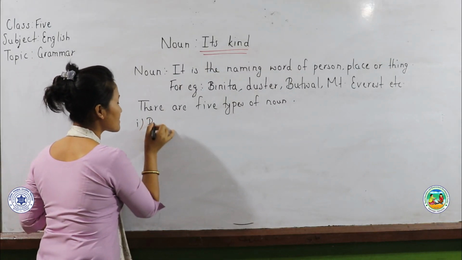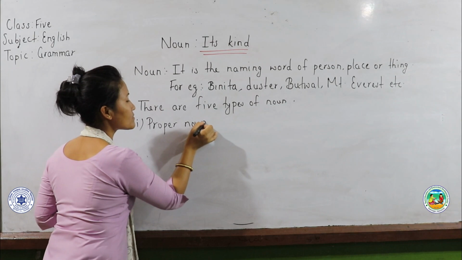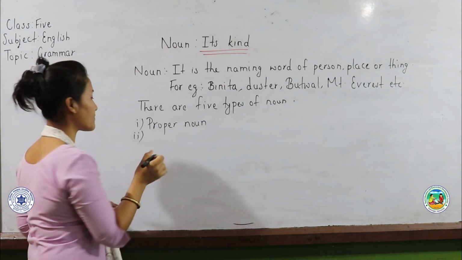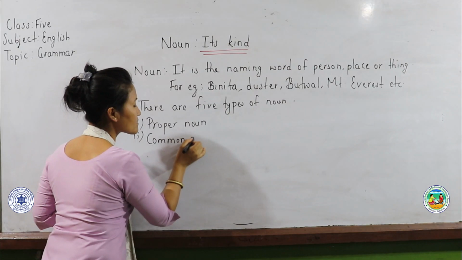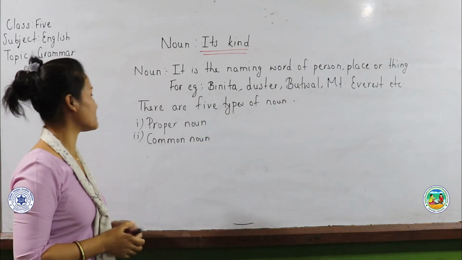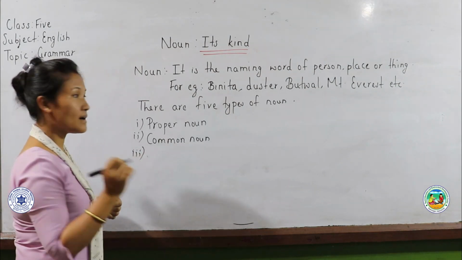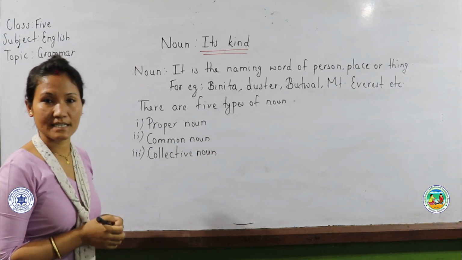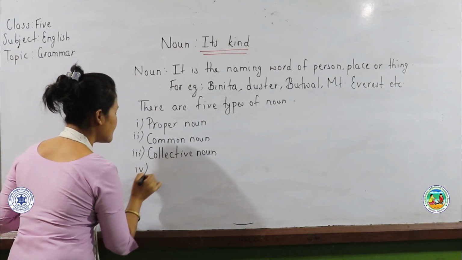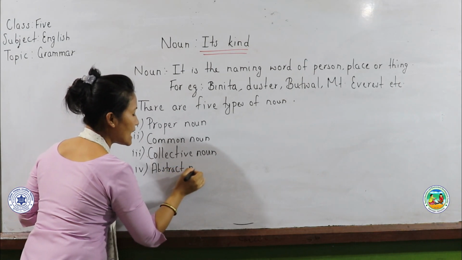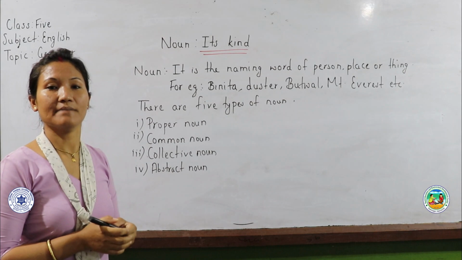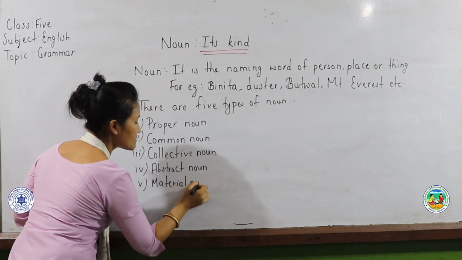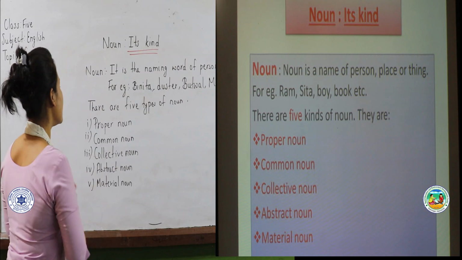Now, the first one is proper noun. Second is common noun. Third is collective noun. Now, the fourth one is abstract noun. Now, the last one is material noun. See, we have got 5 types of nouns.